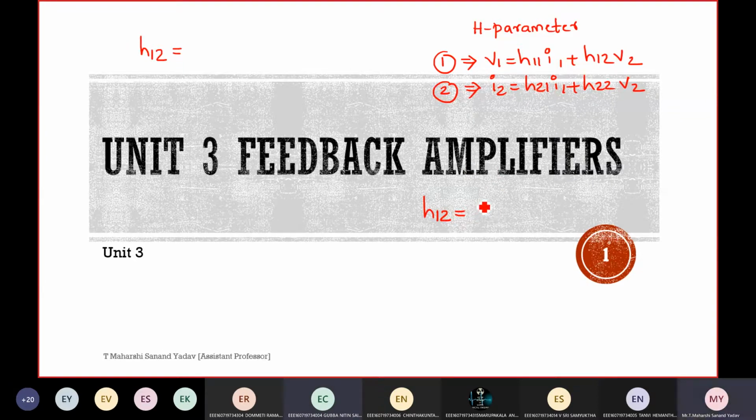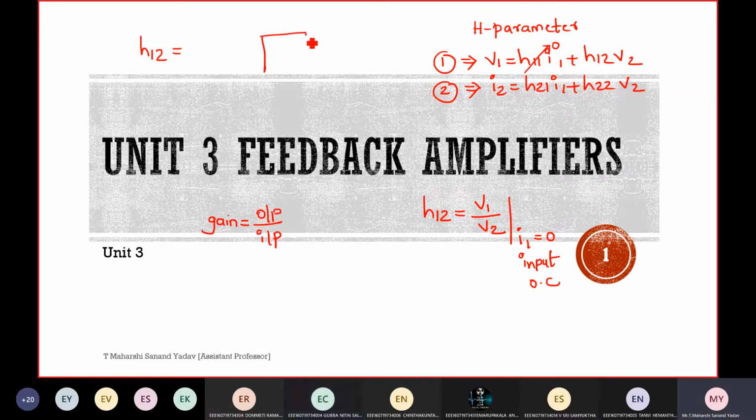Sir, H12 means? H12 means reverse voltage gain. So it is nothing but V1 by V2, for which I need to make this part as 0, so that I1 should be 0. I1 comes under input port or also output port? Input, sir. Correct. So if current is 0, should I short circuit it or else open circuit? Short or open circuit, sir. Open circuit. So then what is gain? Gain equals output by input.